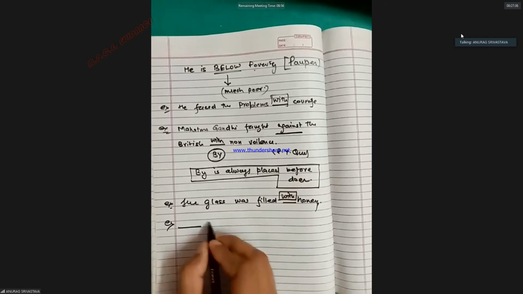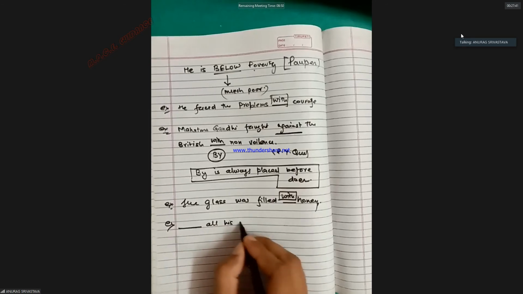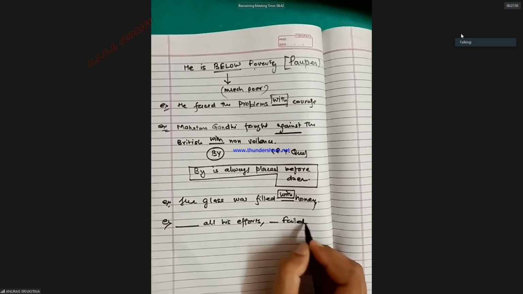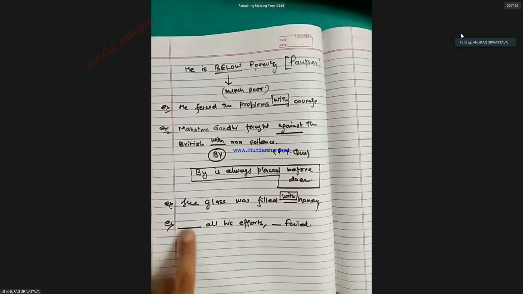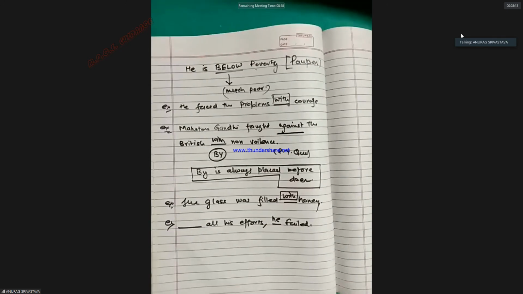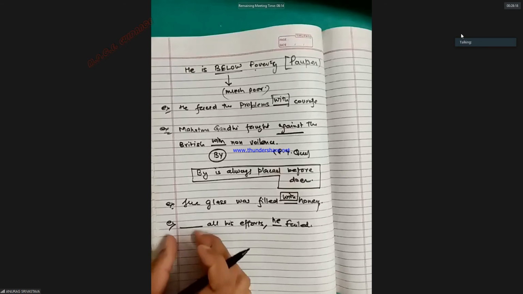Now, all filler, all his efforts failed. It is a sentence with two fillers where we have to fill with and any other kind of preposition. Anybody can answer? Okay, I'm just writing here. The first is or, after. Okay. Anyone else? Ritesh? Sir, with. With, okay.